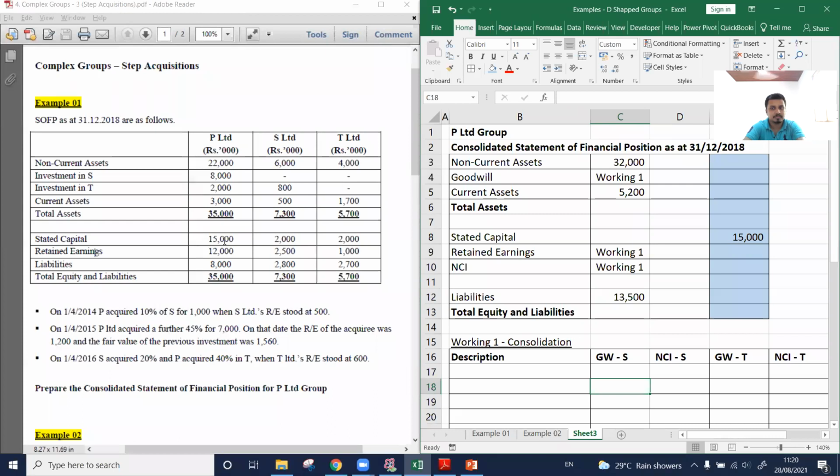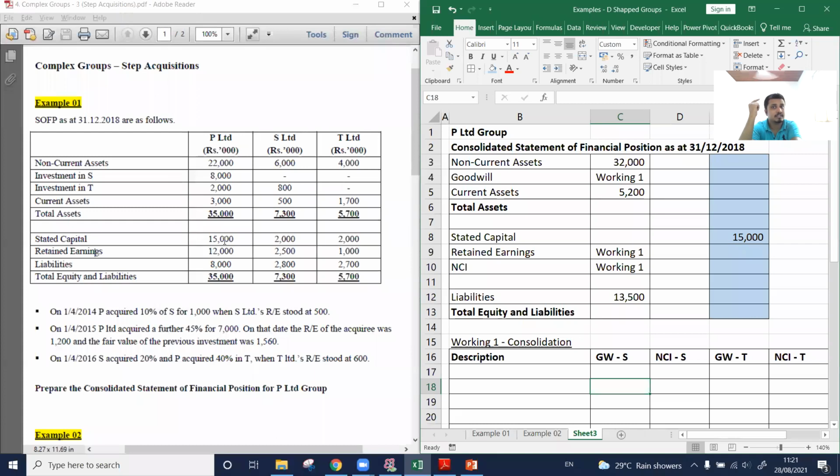Okay, we have done the line by line addition with respect to assets and liabilities, and in terms of stated capital, we have considered the parent company's year-end amount. We have mapped, we have ruled, including the workings, and then we have done the line by line addition. Then what do we need to do?